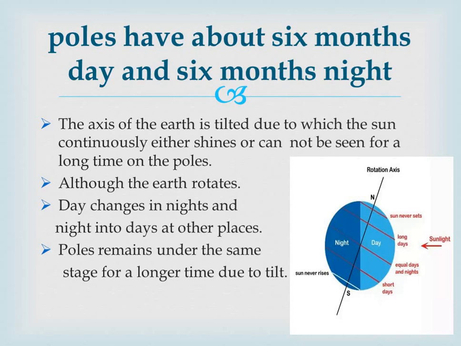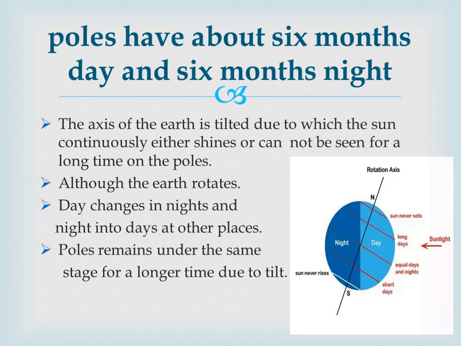And the position changes after about 6 months. Then it will be opposite. At the South Pole there will be day continuously, and at the North Pole there will be night continuously. So how will we explain it? Due to the tilt of the Earth's axis, the sun either continuously shines or cannot be seen for a long time on the poles.